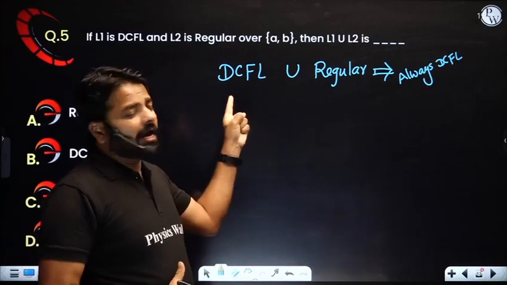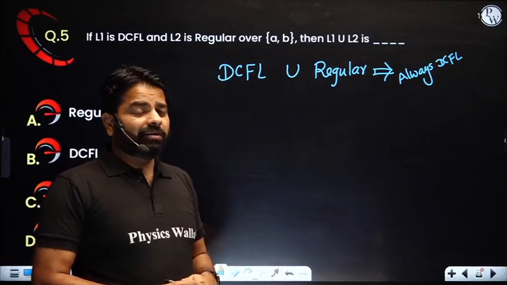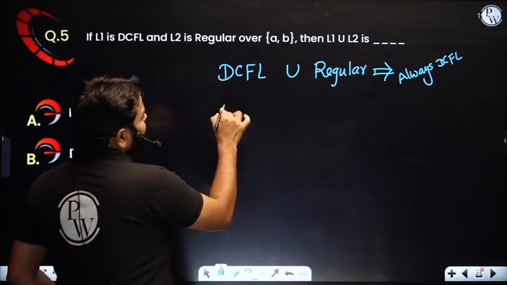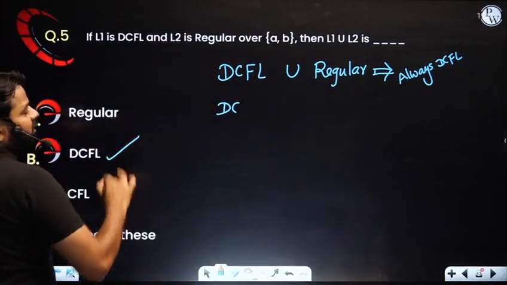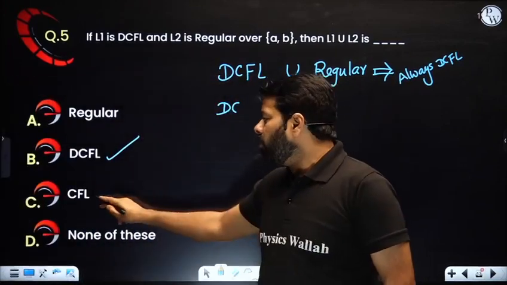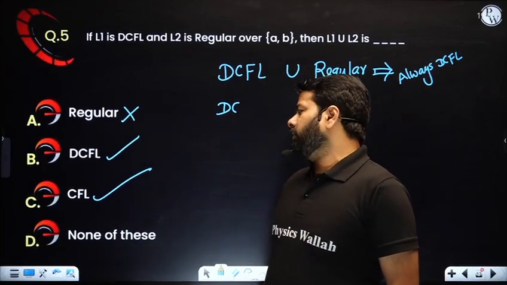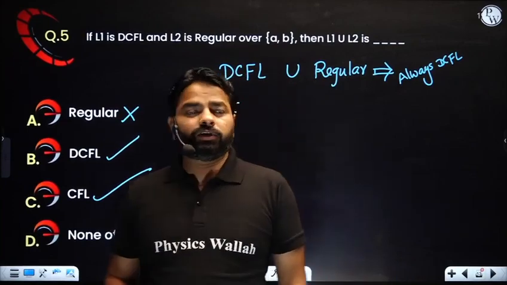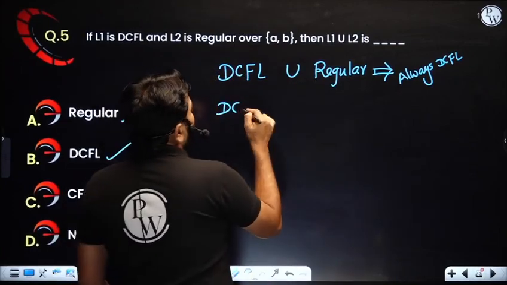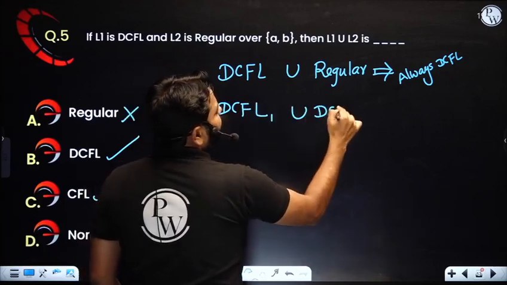Only the problem might happen with DCFL union DCFL, where you may not get a DCFL. So I'm just writing the statements. If you perform this, the first is right: always DCFL. Because it is always DCFL, it is always CFL too, but regular is not guaranteed. So remember that because of always DCFL you can always choose CFL too. I hope it's done, but I'm just saying that for DCFL union DCFL, what did you get?